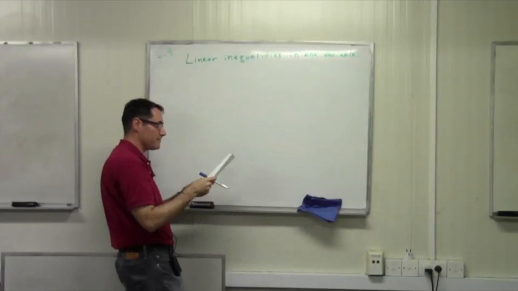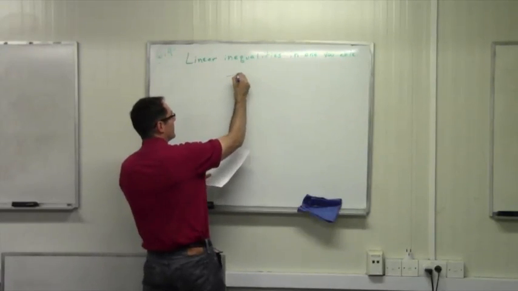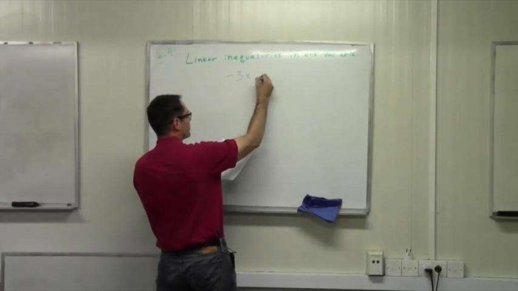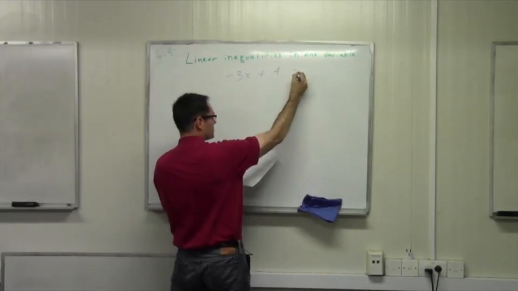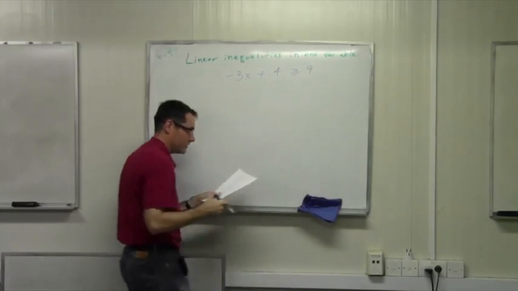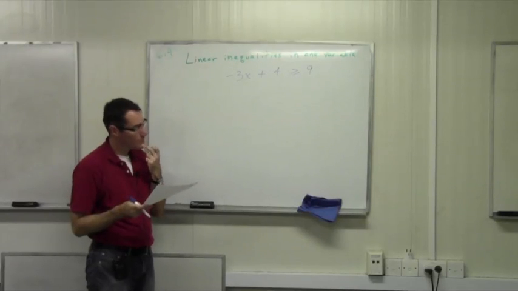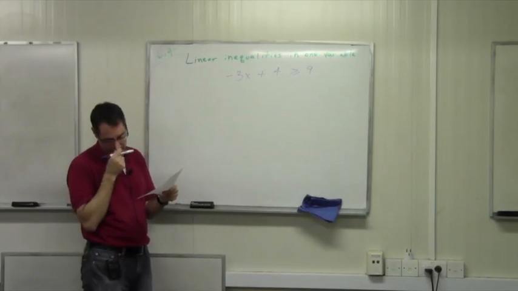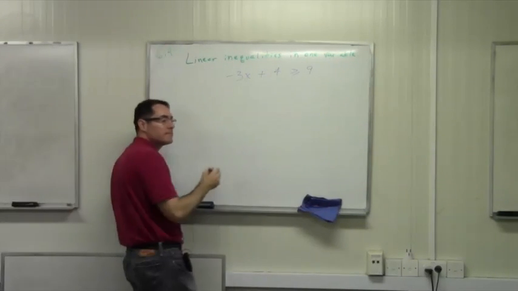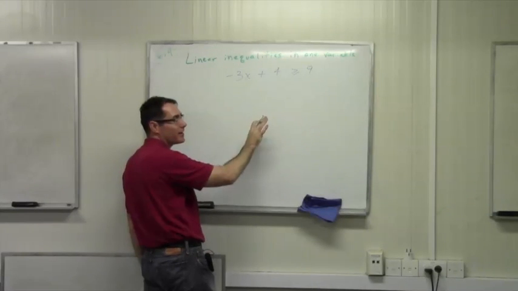Let's try negative 3x plus 4 is greater than or equal to 9. Okay. Negative 3x plus 4 is greater than or equal to 9. I'll just write it down and not say anything.